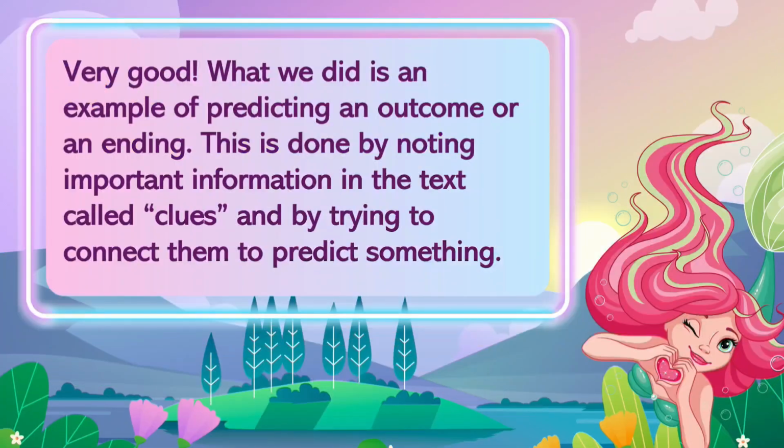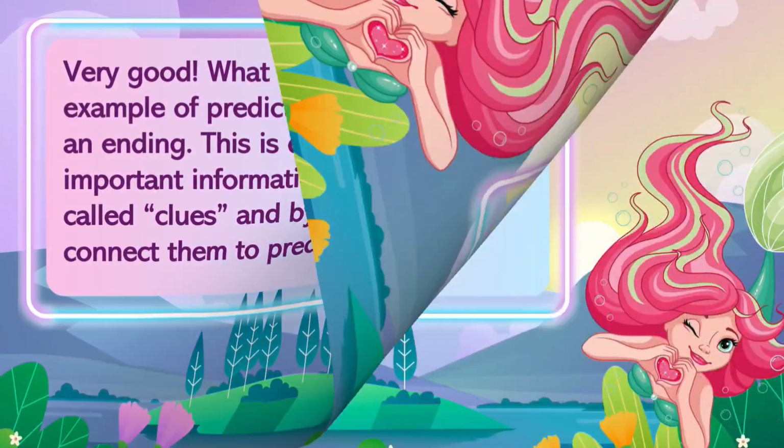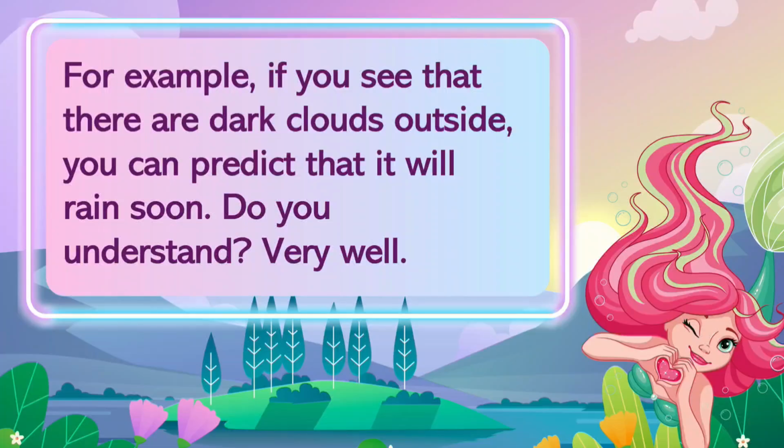Very good! What we did is an example of predicting an outcome or an ending. This is done by noting important information in the text, called clues, and by trying to connect them to predict something. For example, if you see that there are dark clouds outside, you can predict that it will rain soon. Do you understand? Good!